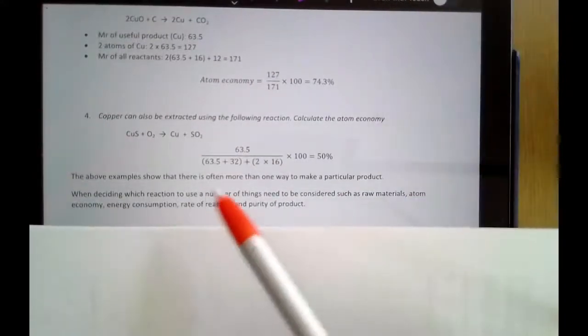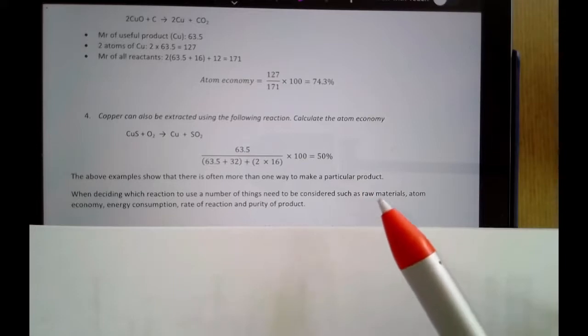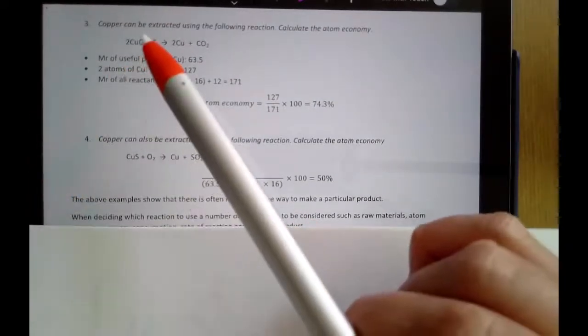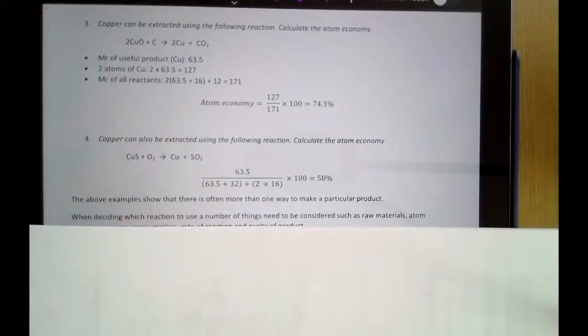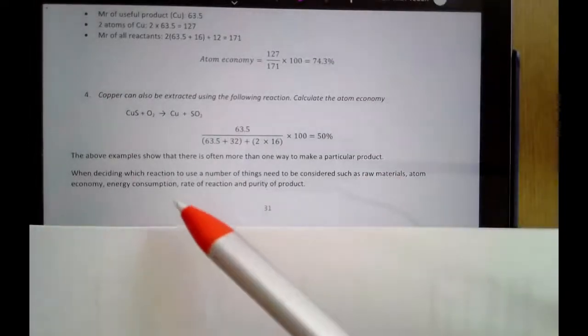Okay, they also show that there's more than one way of making a particular product, and when deciding which reaction to use, you're going to be considering the atom economy, but you're also going to be considering a few other things, such as raw materials. So you can see here that in one reaction, I was starting with copper oxide. In one, I was starting with copper sulfide. So you need to look at which of those raw materials is cheaper, which is easier to source. That's going to be something you'll consider. Atom economy, you'll consider. Energy consumption.